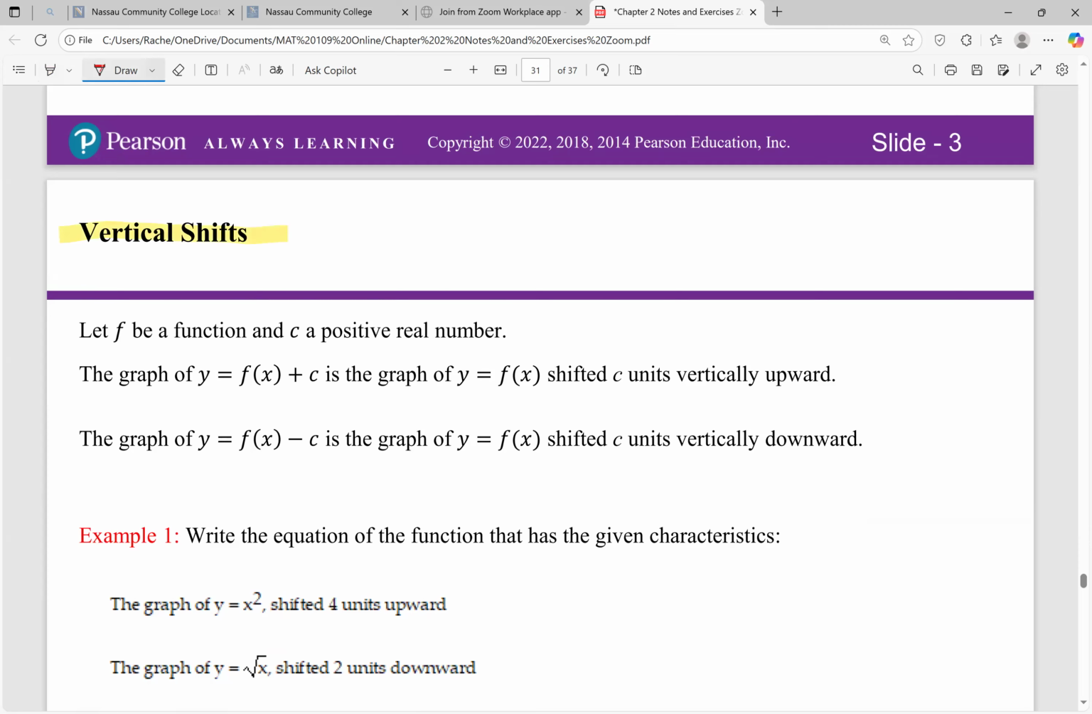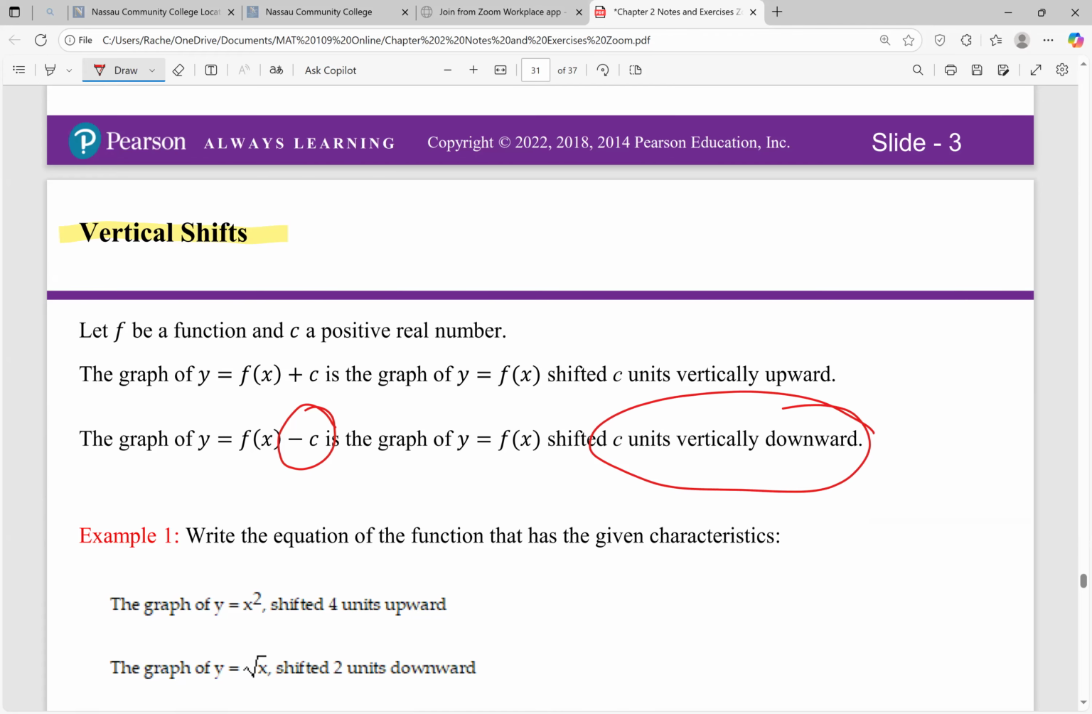So let f be a function. We'll call the function f of x, and c is a positive real number. If we take the graph of f of x and add c to it, some constant, the graph is going to be shifted c units vertically upwards. Alternatively, if we take y equals f of x and subtract some constant c from our function, it's going to shift the graph downward by c units. So it's going to be a vertical shift downward.